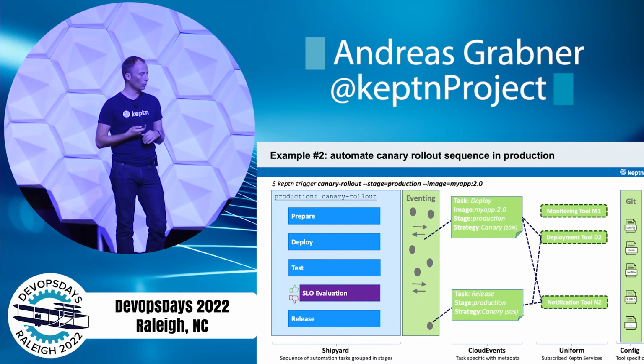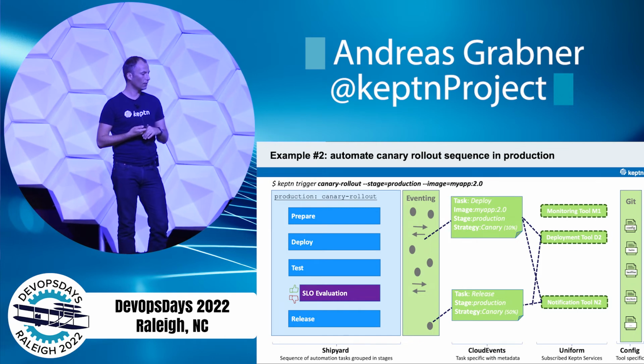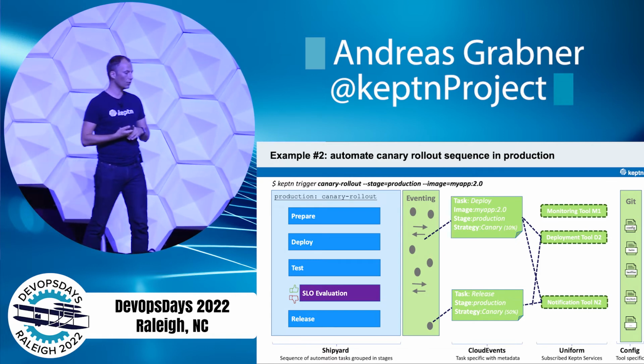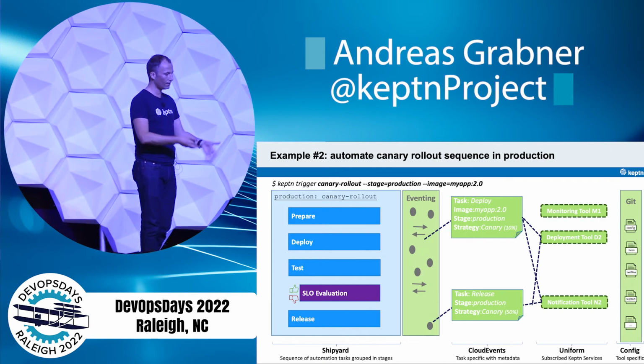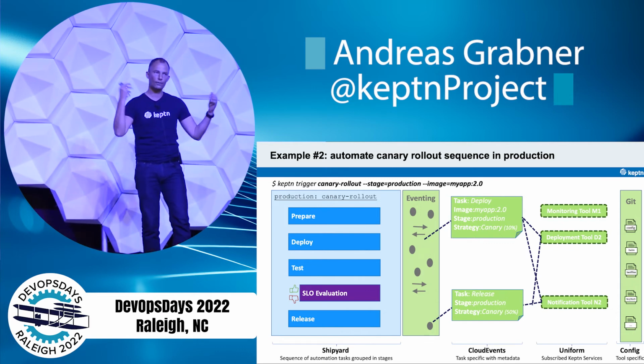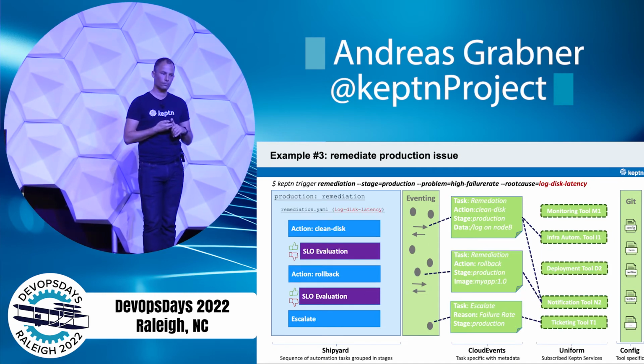The event is sent. The tools that are subscribed to the event will then do their job, and then everything goes on. And if everything is fine with the evaluation, in this case the release task will be executed. That is switching from, let's say, 10% canary to 50% canary, and you can then have this in a loop until you're at 100%.